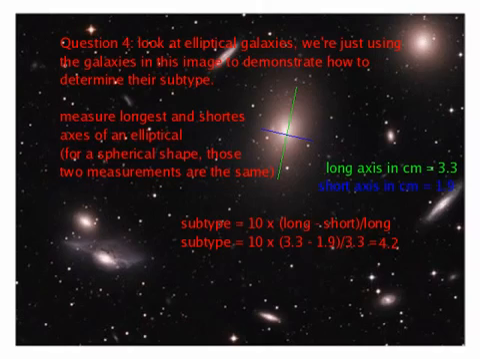Okay, so this is how you would approach it, and again, keeping in mind if we had a circular galaxy, a spherical galaxy, then you would divide numbers that are pretty much the same, so then you would come out with a subtype of 0. Or a very small one.